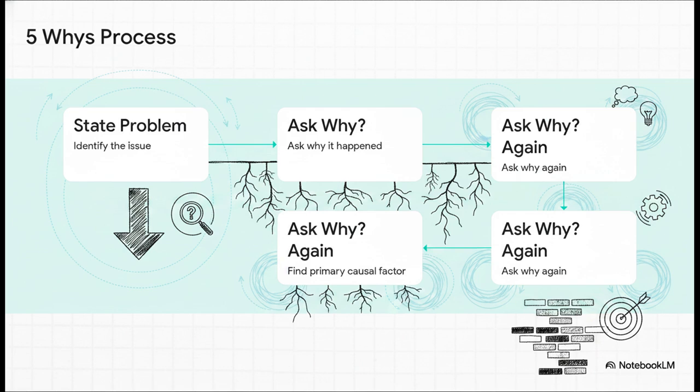You simply state the problem and then execute these sequential steps, repeatedly asking why until the true primary causal factor is completely exposed. Why are sales down? Well, because foot traffic decreased. Why? Because the street outside is under construction. Why? You get the idea, right? It drives right down to the root cause, providing a rock-solid foundation for your subsequent ideation.